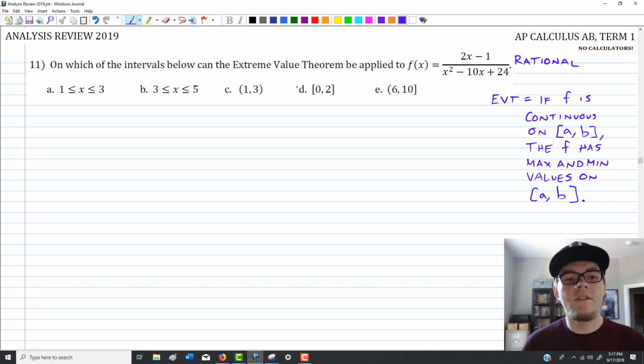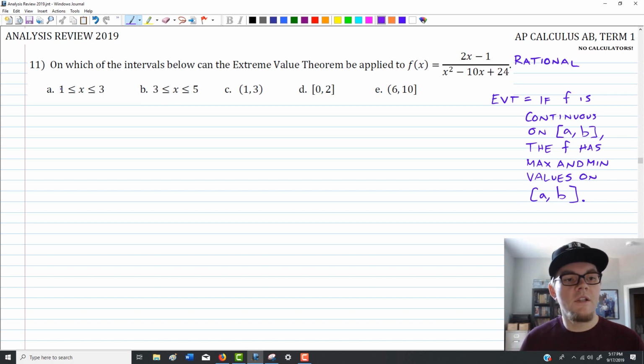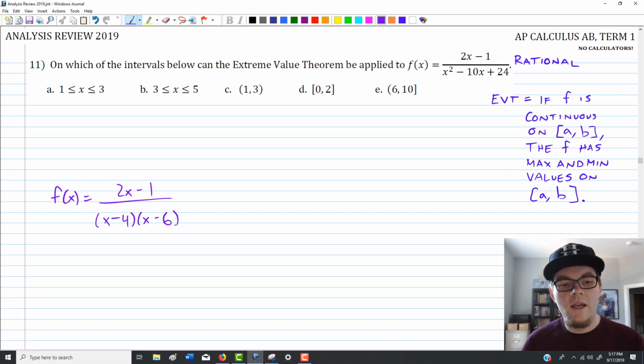So in looking here, we want to consider each of these intervals and look to see if we can apply the extreme value theorem. And like I said, I want to move through this pretty quickly because this isn't my favorite question to look at. So as far as pieces here, first thing to look at is we've got our function f of x. So f of x is 2x minus 1 over that denominator. And if I factor that denominator, I see x minus 4, x minus 6. Yeah, I do it pretty fast.